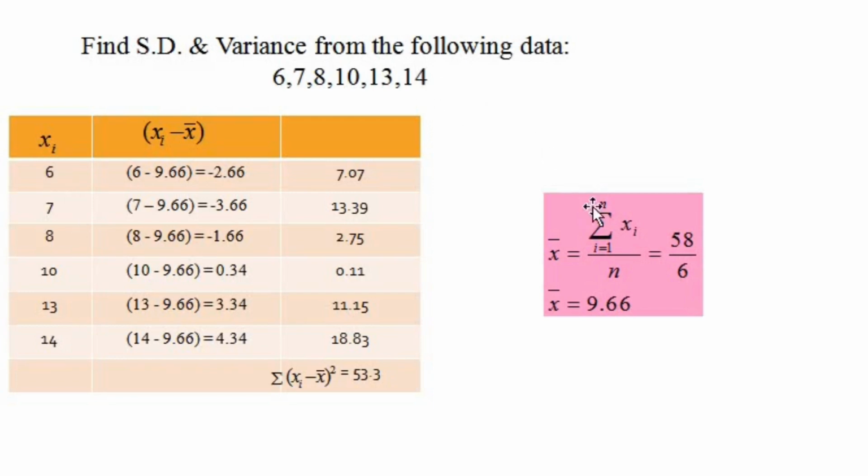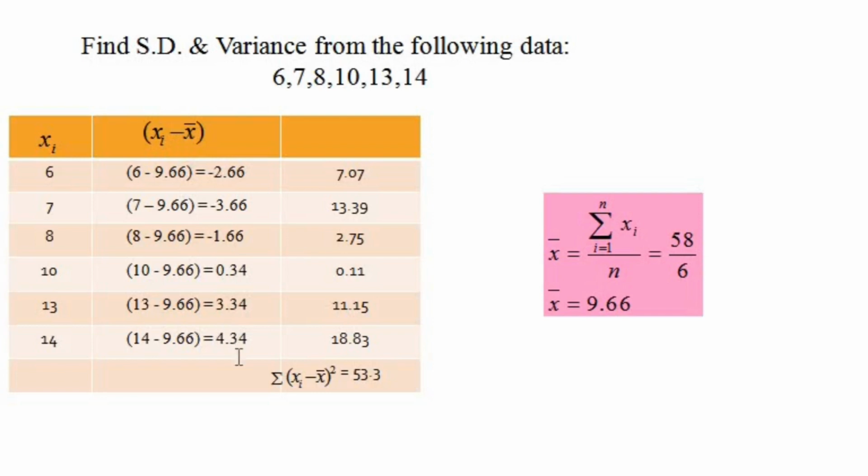First of all, we calculate the mean of the data. We use the formula of the mean for ungrouped data: x bar is equal to summation i equals 1 to n xi divided by small n. It will be 58 divided by 6, so we get x bar equal to 9.66.